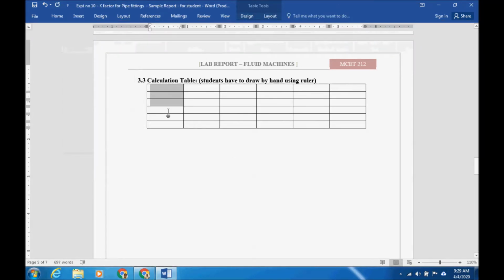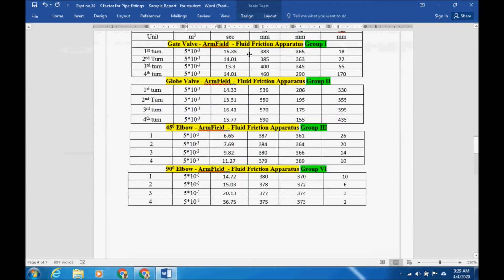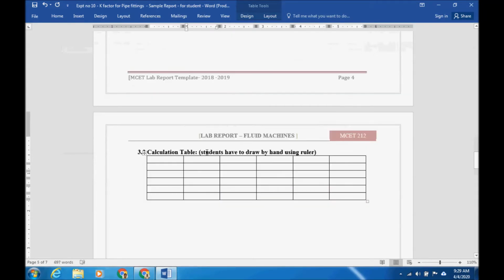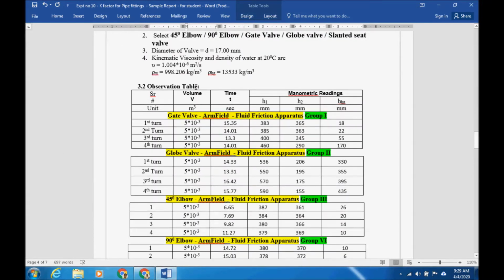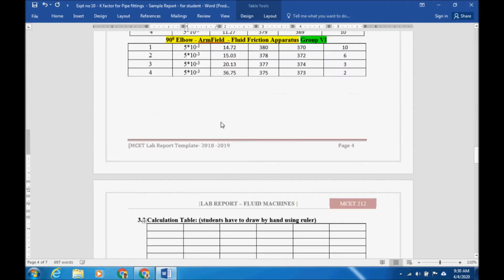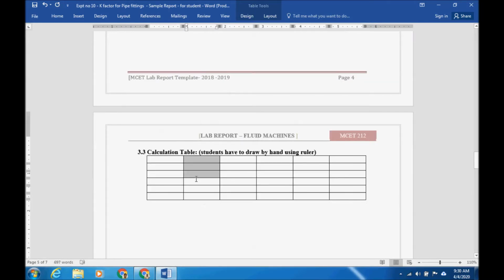Okay, so this will be a serial number, this will be the water head associated with the unit, and you have to write the unit in meters. Now from h1 and h2 I calculated the water head. Now from here, volume and time: I know the volume, it is 5 liter, 5 into 10 to the power minus 3 meter cube. I know the time, so volume by time I will find discharge, so I will write here discharge in meter cube per second.